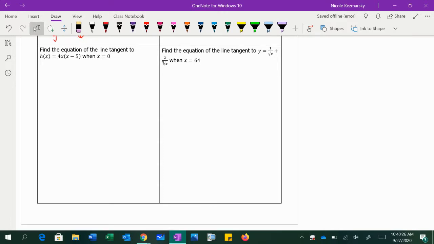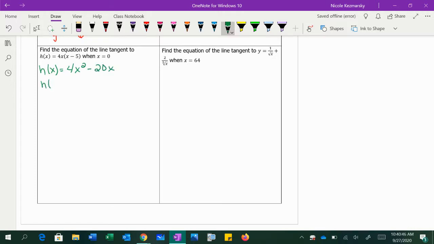So find the equation of the line tangent to h of x equals 4x times x minus 5 when x equals 0. So I'm going to rewrite my h because I've got a product right now. So I'm going to distribute that 4x. So 4x squared minus 20x.